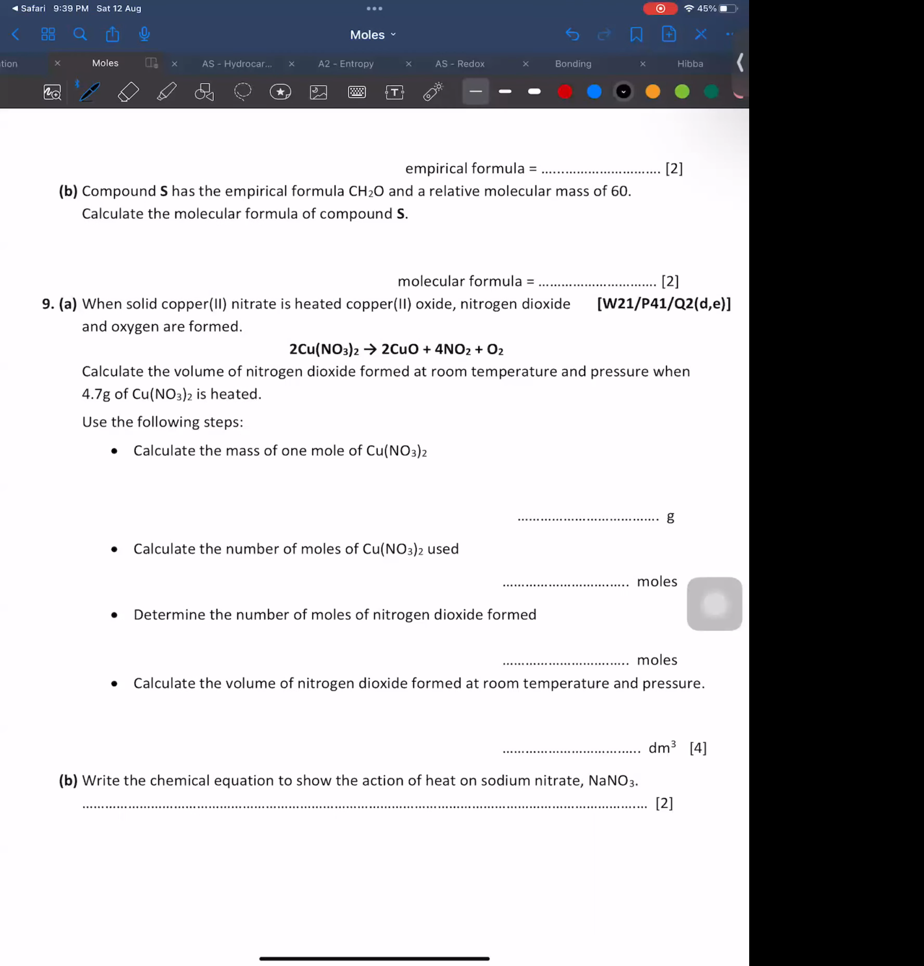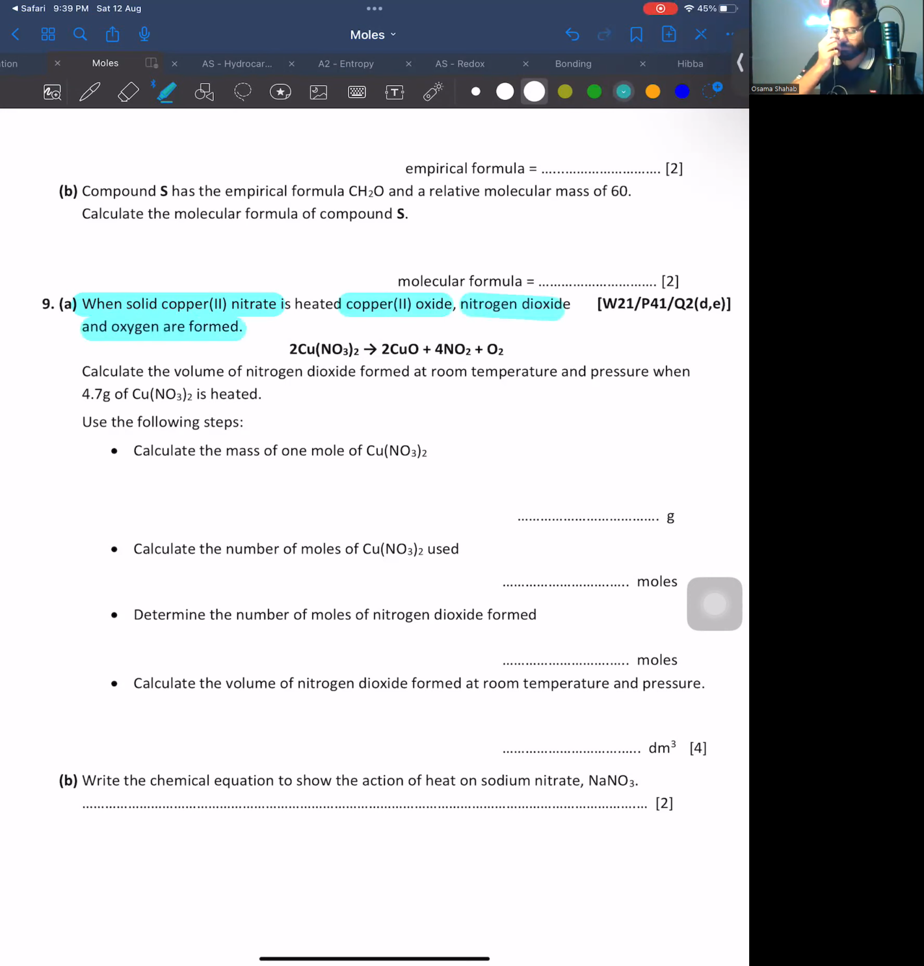So this is question number 2 that we need to solve. You can see this. When solid copper 2 nitrate is heated, copper 2 oxide, nitrogen dioxide and oxygen are formed. Why have we written copper 2 nitrate? Because copper is a transition metal, so we need to mention the oxidation state of copper. When we break it, these three things will form, and since this is the breaking of a compound by heating, it must be thermal decomposition, right?